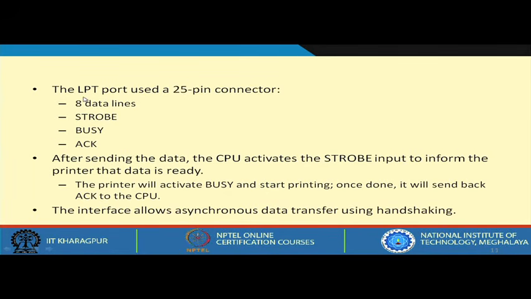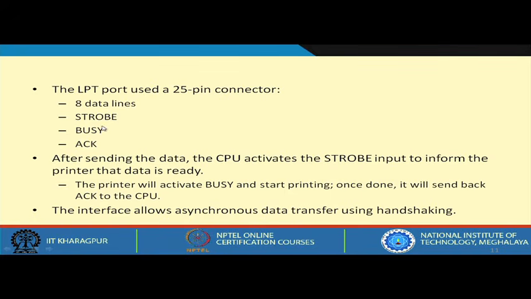So, this LPT port used to have a 25 pin connector. Well, all the 25 pins were not used, of course. There were 8 data lines, there were power supply lines, a positive supply, negative supply and a ground, and there were 3 interesting signal lines, a strobe, a busy and an acknowledgement, just using which you could carry out asynchronous data transfer with handshaking. Well, how was it done?